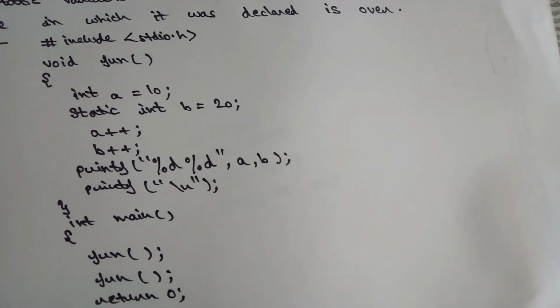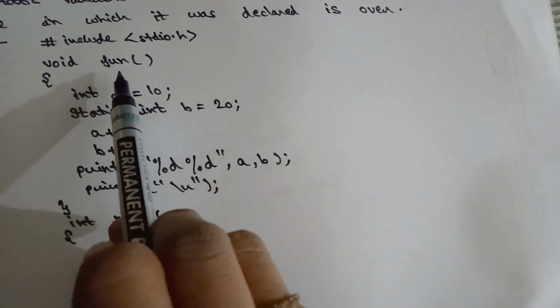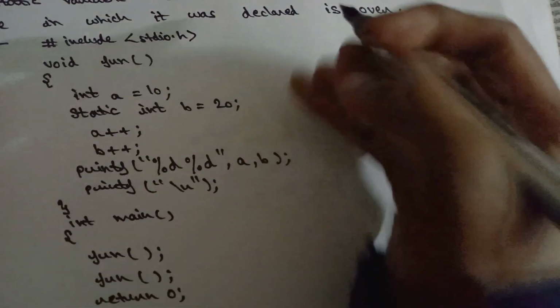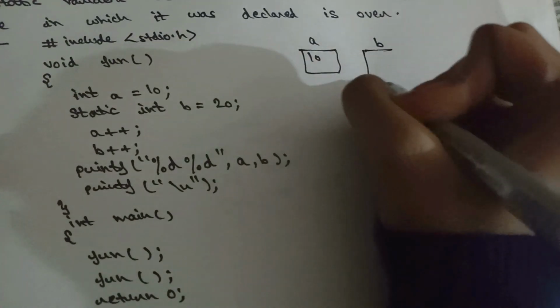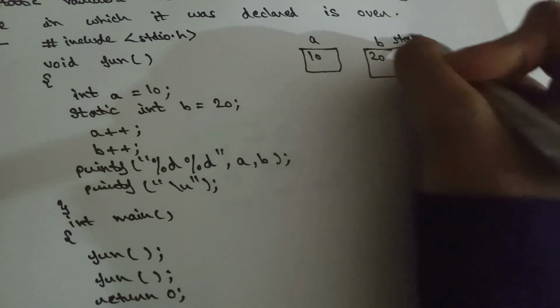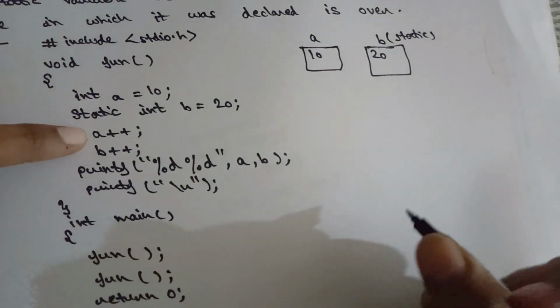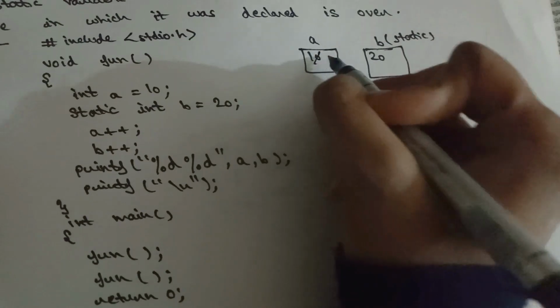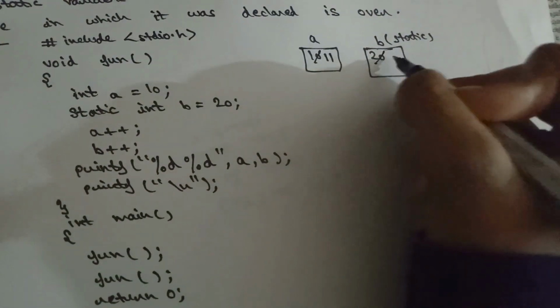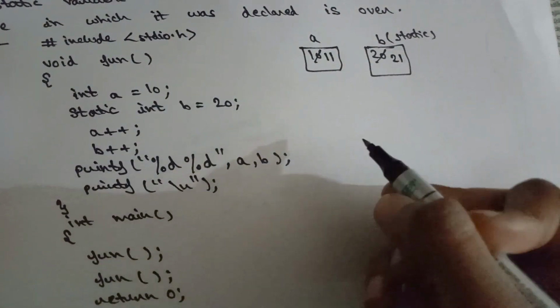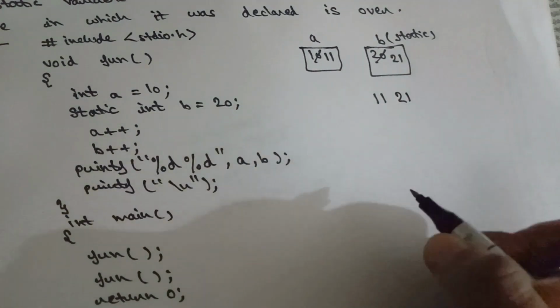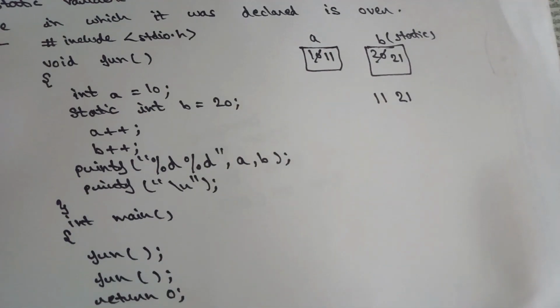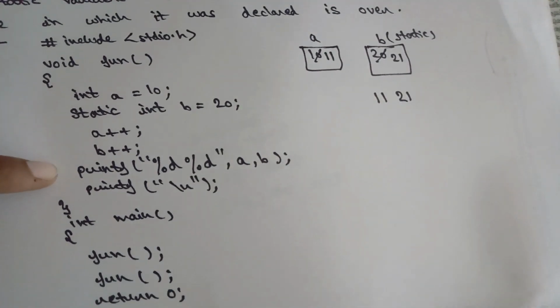As you know, execution starts from main. When this fun function is called for the first time, control shifts here. A is initialized with 10 and B is initialized with value 20. B is a static variable. A++ means A is incremented to 11. B++ means B is incremented to 21. Then print the value for A and B. For A, 11 is printed. For B, 21 is printed. Now after printing this, we come to a new line.